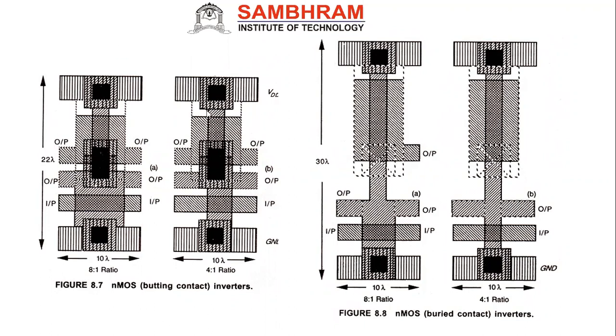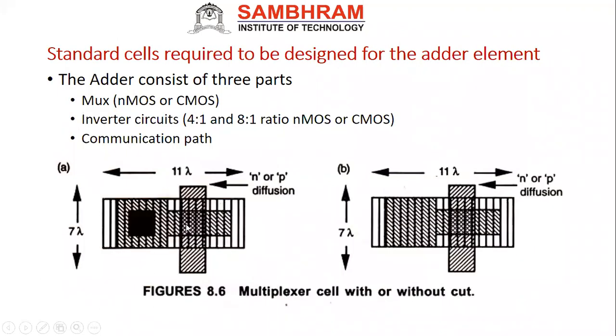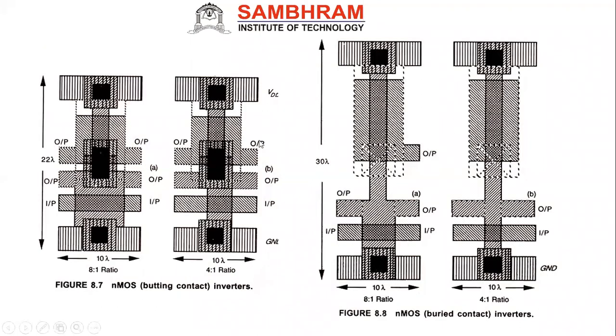Now here we are showing the NMOS inverter. Previously we said that to design this, two components are required. One component is the multiplexer, the other component is the inverter. Previously we saw the multiplexer cell, each and every cell. Next we will see the inverter component.